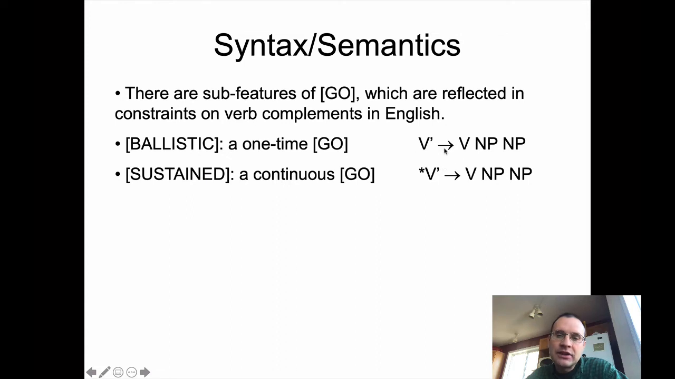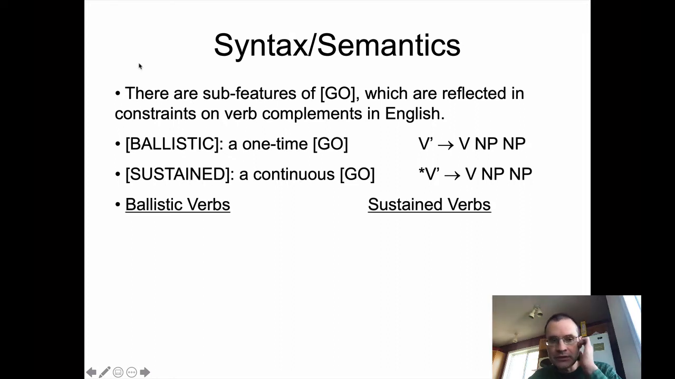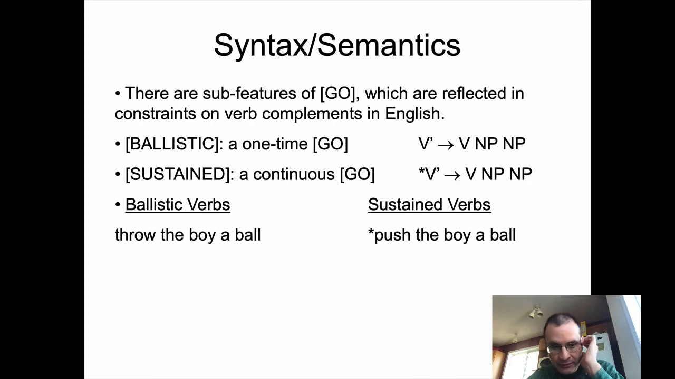And if you have a ballistic go, then you can get two noun phrases as the object of that particular verb that has that feature. But you can't get two noun phrases as the objects of a verb which is a sustained or continuous go. I'll give you some examples. You can throw the boy a ball. You can't push the boy a ball, even though it seems like it's making the same sort of motion there.